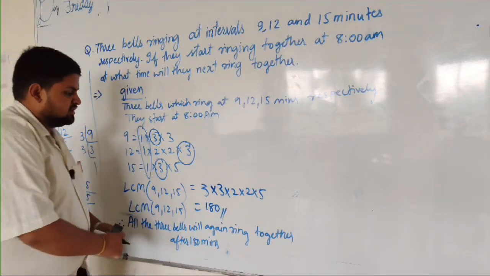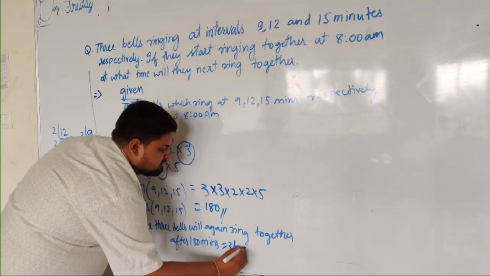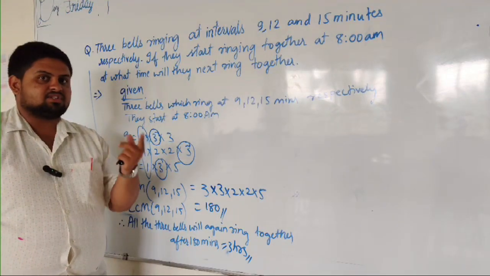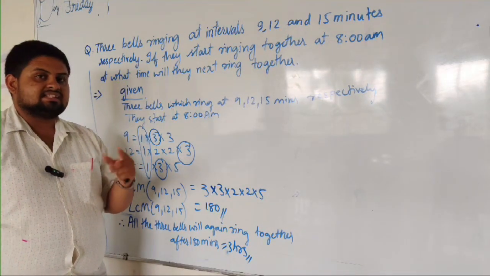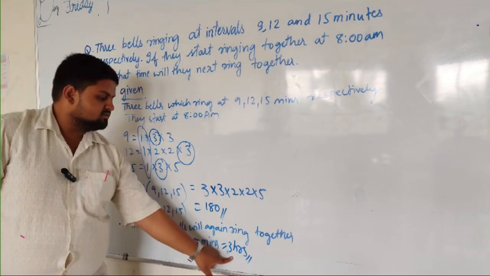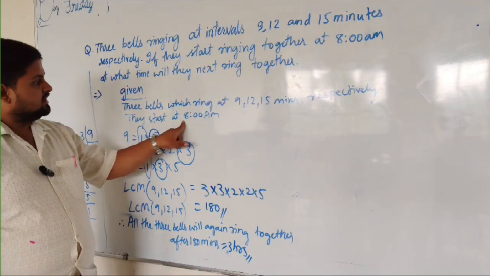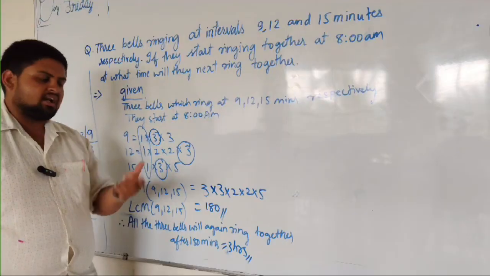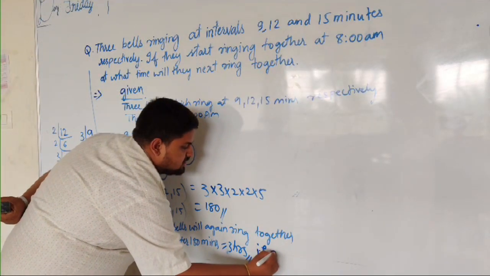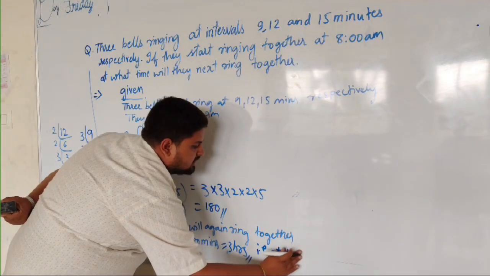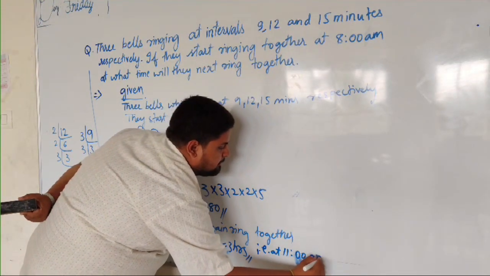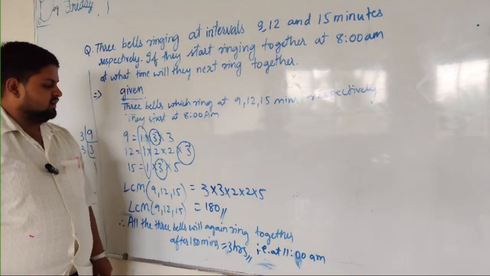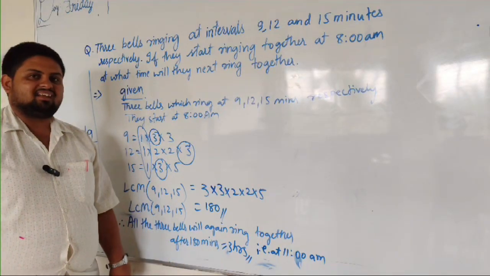Here 180 minutes also means 3 hours. Yes or no? See, 1 hour is equal to 60 minutes. That means 180 minutes is equal to 3 hours. So they have already rung together at 8 a.m. After 3 hours again they will ring together. So after 9, 10 and 11 a.m., i.e. at 11 a.m. they ring together. So 11 a.m. or after 180 minutes was the required answer.